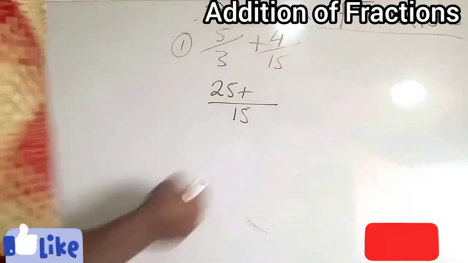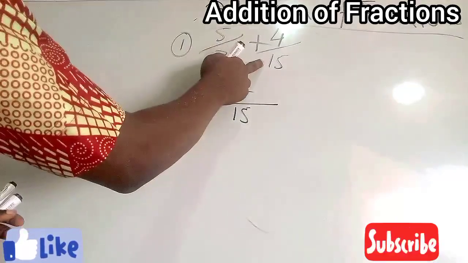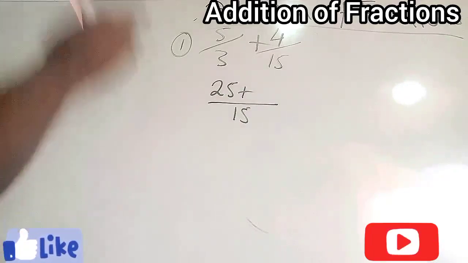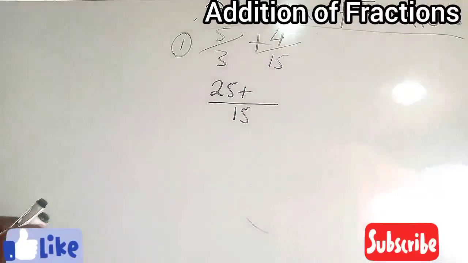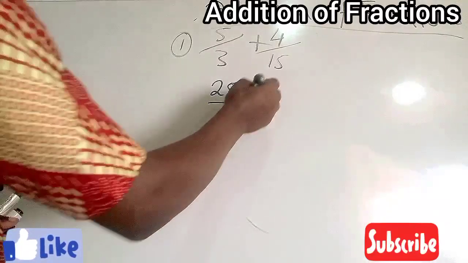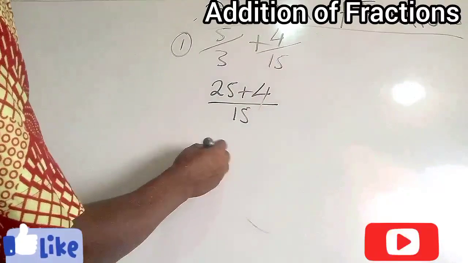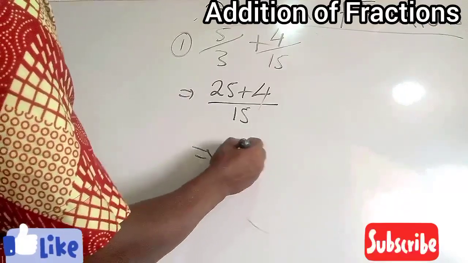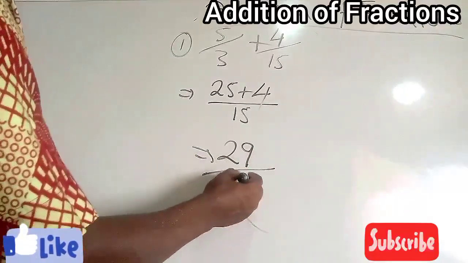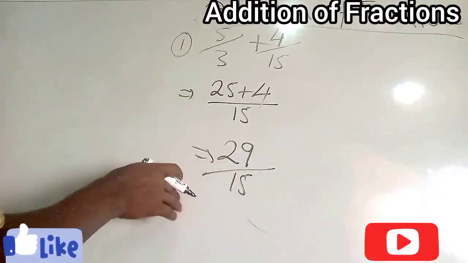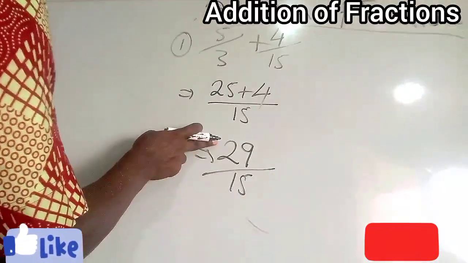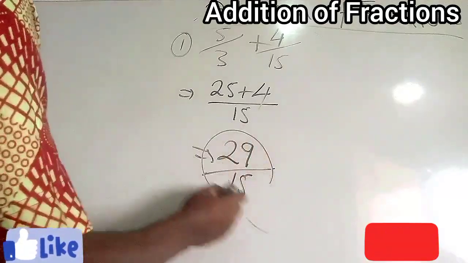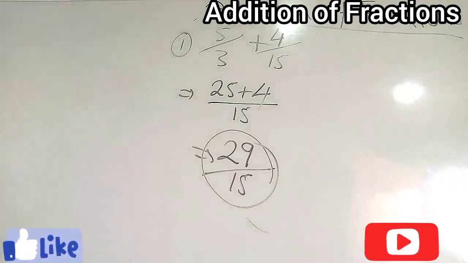You bring your addition sign. How many times can this 15 go into the LCM? It can go there 1 time. So use that 1 to multiply the numerator 4. So you have your 4 here. Now you come down. 25 plus 4 will give us 29 over 15. If there is any number that can go into 29 without a remainder, and the same number can go into 15 without a remainder, use that number to break your answer down.